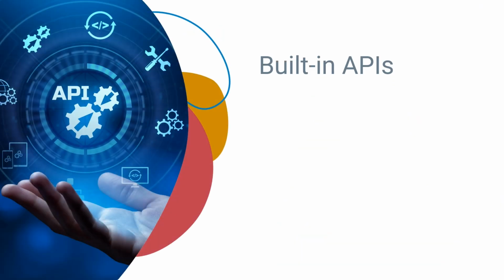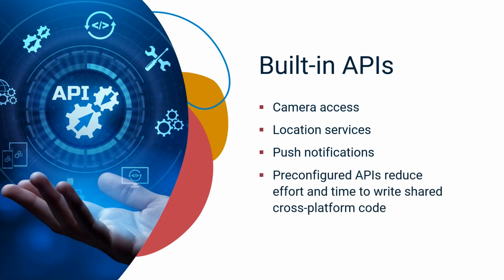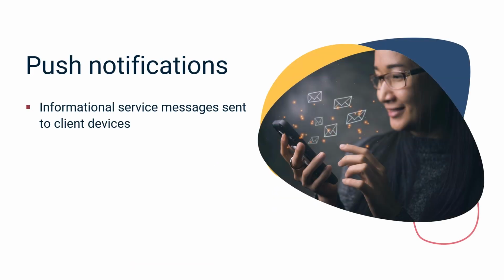The stack of built-in APIs included in Expo covers almost everything from camera access to location services, push notifications, and more. These pre-configured APIs reduce the work and time that would otherwise be used by developers to write shared cross-platform code by organizing them for both iOS and Android. From the server perspective, push notifications are service messages sent to the client device to offer current information irrespective of the application's active use.